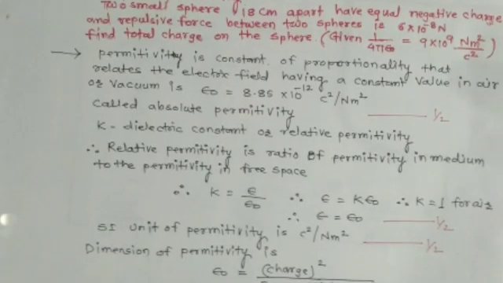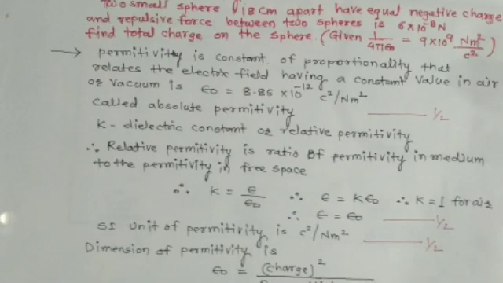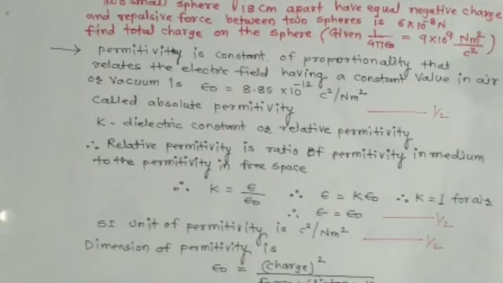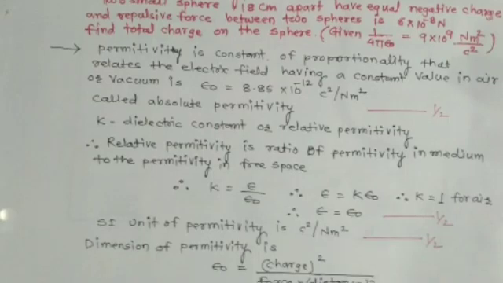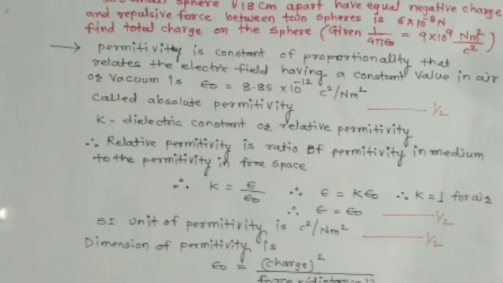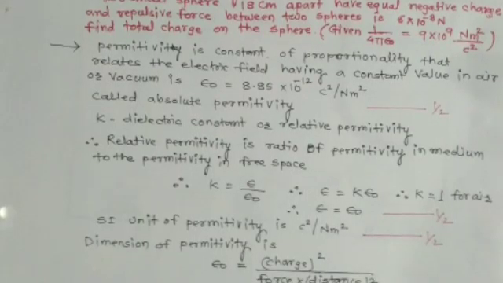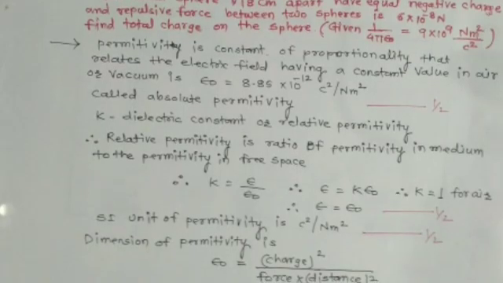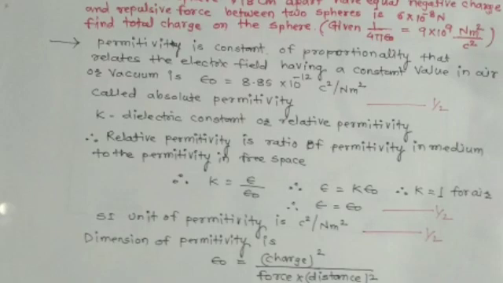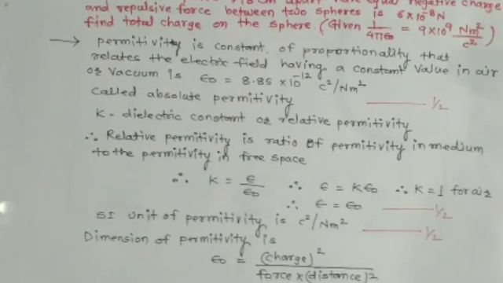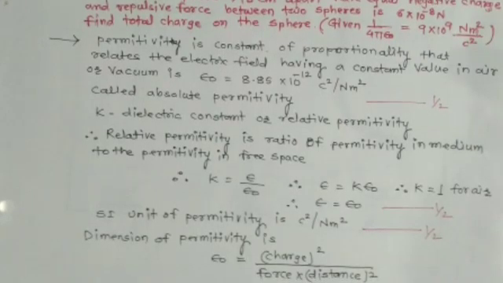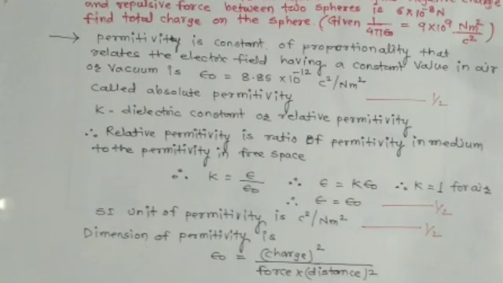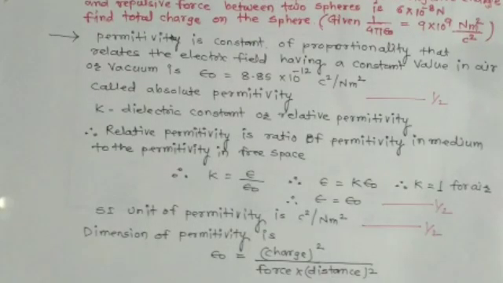But for air, K equals 1. So we say that epsilon equals epsilon 0. SI unit of permittivity is coulomb square per Newton meter square. We see the dimension of permittivity: epsilon 0 equals (charge)^2 divided by force multiplied by (distance)^2.